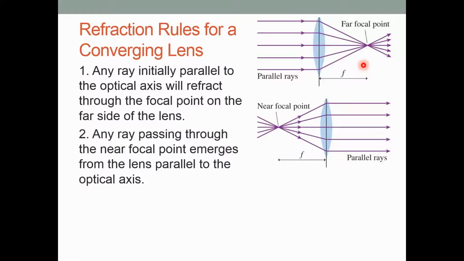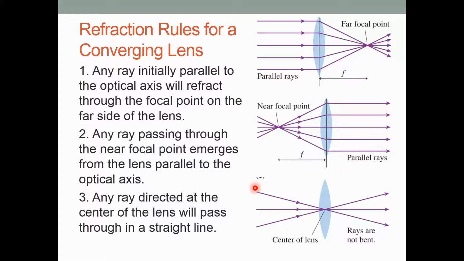We also have, for a converging lens, light that comes through a near focal point. That light will be refracted to come out as parallel rays on the other side. And finally, any light for a converging lens that goes through the center of the lens will continue in a straight line on the opposite side. So any way that it comes in, if it crosses through the center, it doesn't refract at all.